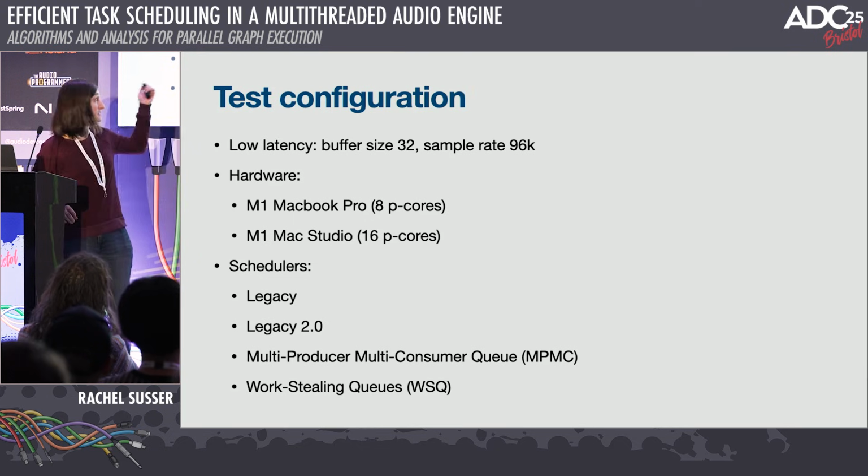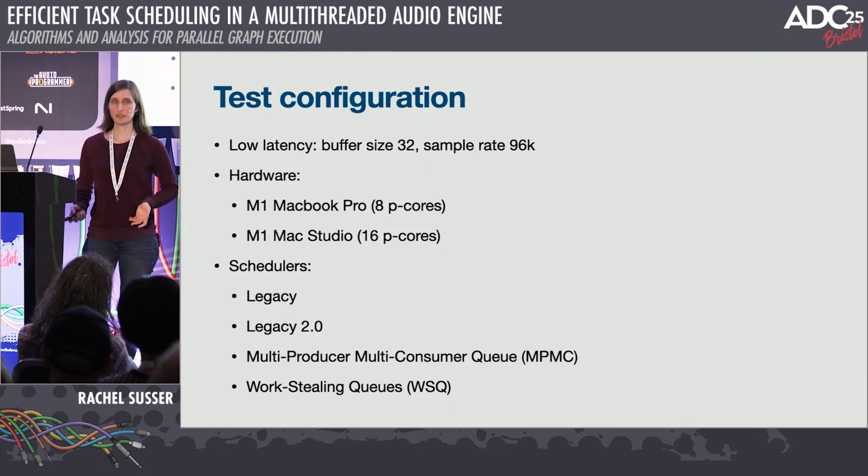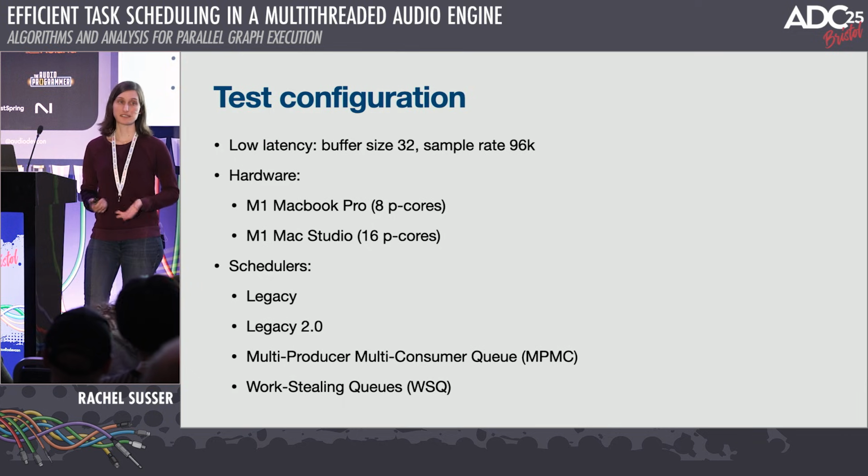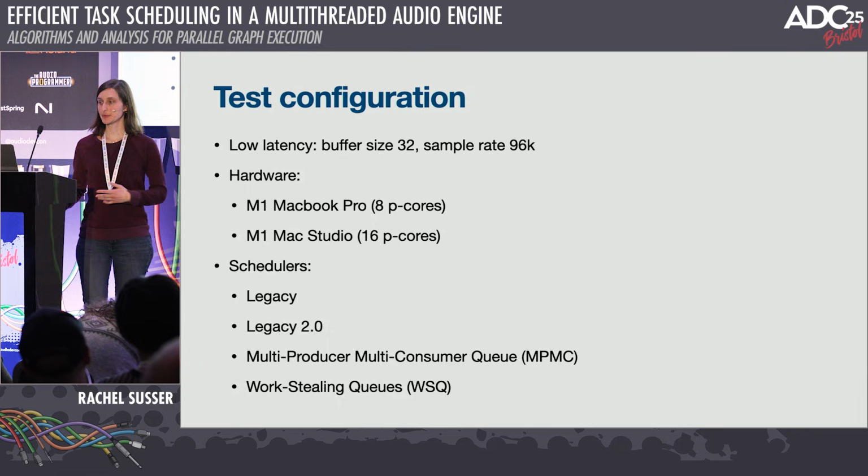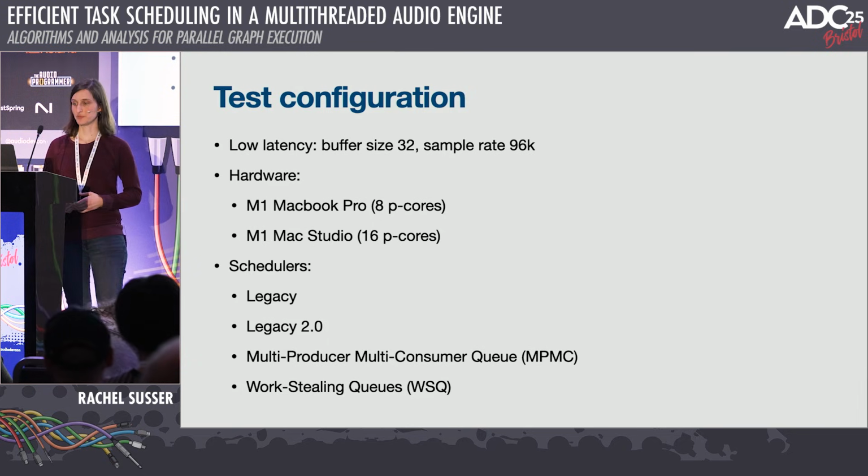Then the second scheduler I have there, Legacy 2.0, refers to an optimization I added when we were still testing the work stealing queues and weren't sure how long it would take to have that scheduler ready to ship. So we were considering making an incremental improvement instead, and that version never ended up shipping.